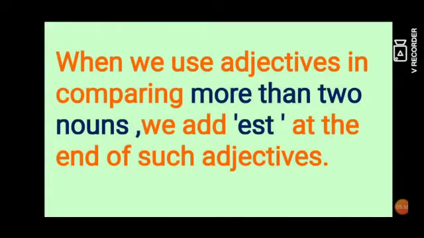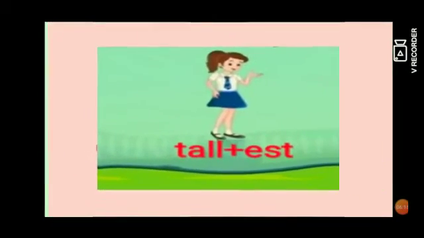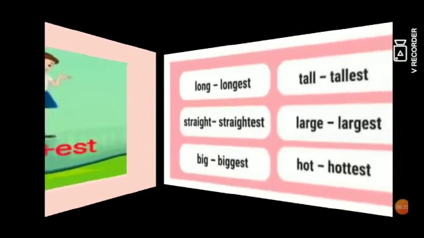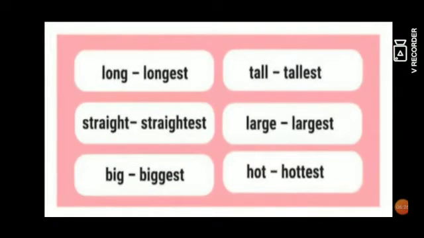Next, when we use adjectives in comparing more than two nouns, it can be 3, it can be 10, it can be 20, or it can be any number more than 2, we add est at the end of such adjectives. For example, tall. Here, tall is an adjective to which we have added est. Such more words are long, longest, tall, tallest, straight, straightest, large, largest, big, biggest, hot, hottest.